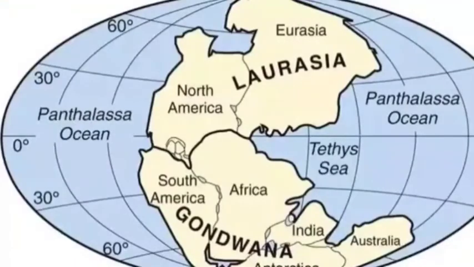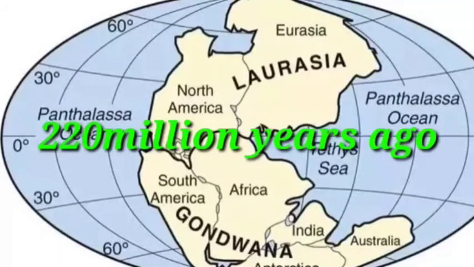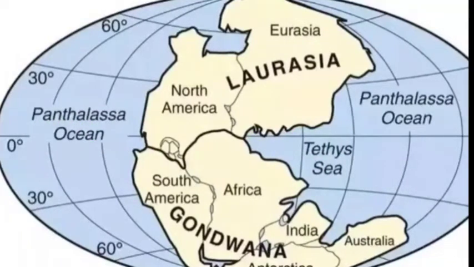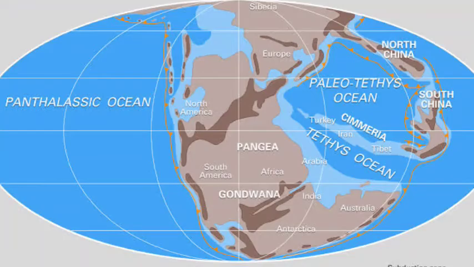According to this theory, 220 million years ago, a single supercontinent, one and only, which is known as Pangaea, was surrounded by Panthalassa Ocean, you can see that. Understand?